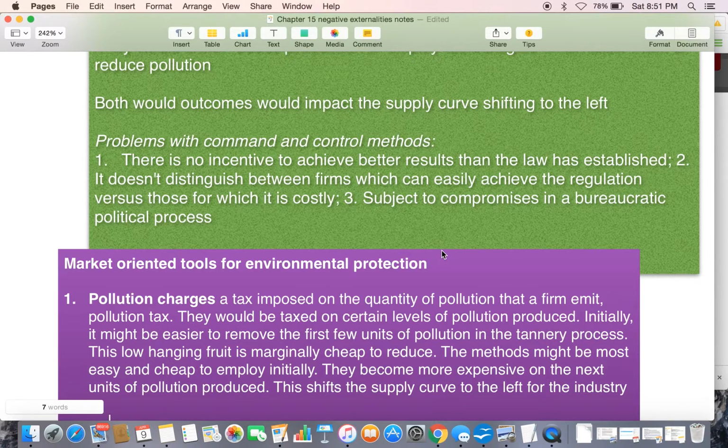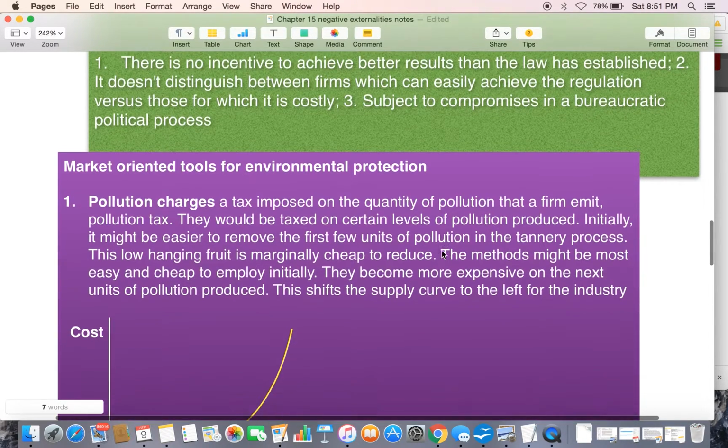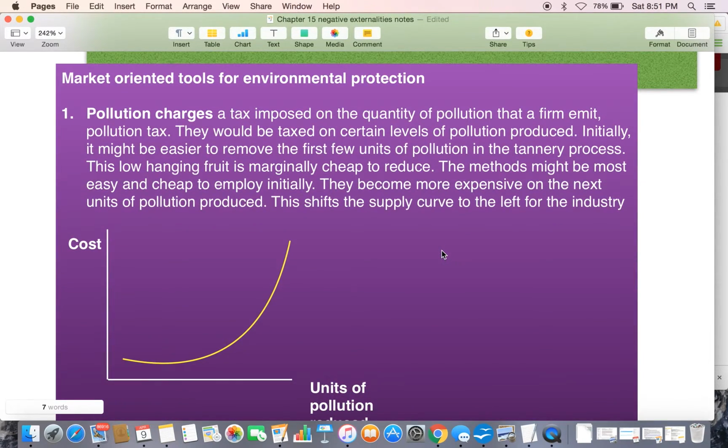Market-oriented tools are a little more progressive. One market-oriented tool is a pollution charge. A pollution charge is a tax imposed on the quantity of pollution that a firm can emit, and they call this a pollution tax. They would be taxed on certain levels of pollution produced.